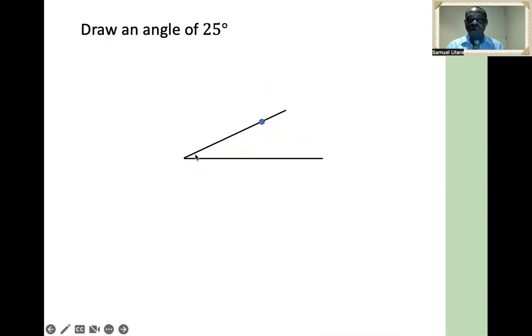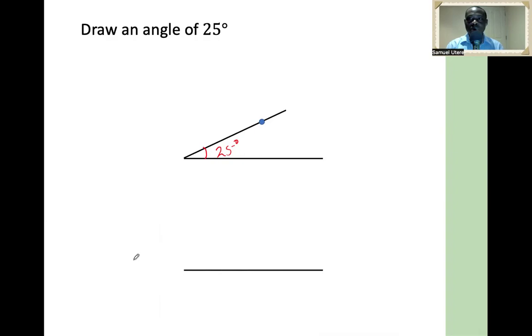And of course, do not forget that you can mark the angle on your diagram. You can write 25 degrees. You're allowed to do that. In fact, it is good to do that so that anyone that sees your diagram would know exactly the angle you have drawn.